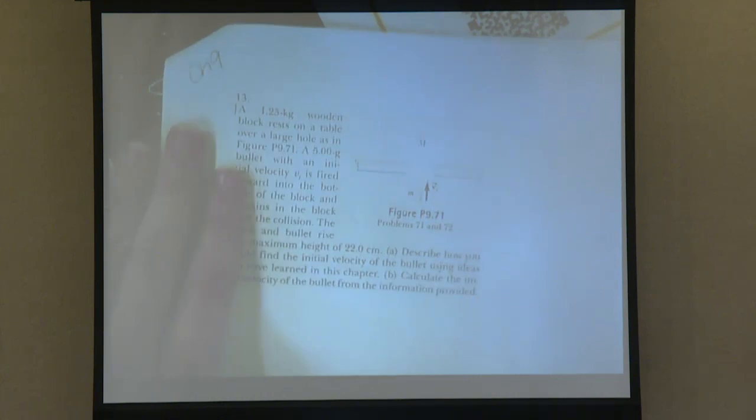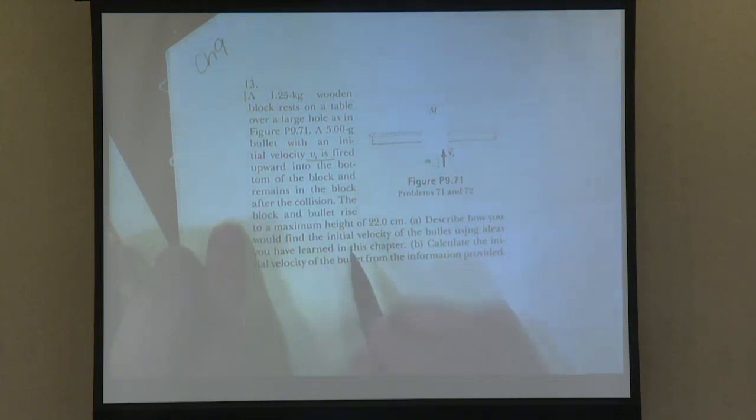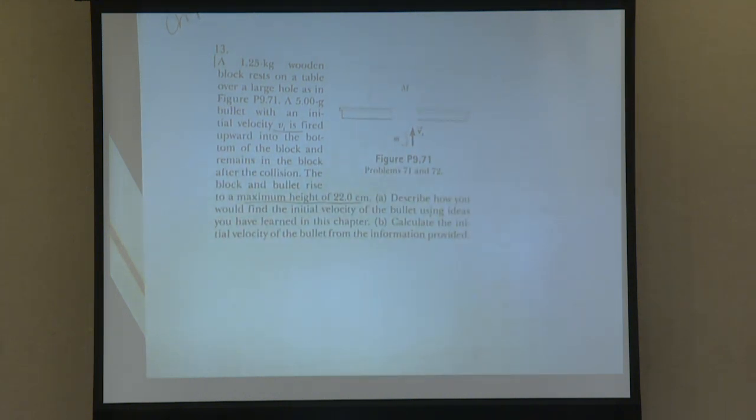So, moving on to chapter 9, what we're looking at is a block that we're shooting with a bullet. We have the initial velocity of the bullet, and how far it can rise. I'll read the problem really quick. A 1.25 kilogram wooden block rests on a table over a large hole, as in the figure shown. A 5 kilogram bullet with an initial velocity is fired upward into the bottom of the block and remains in the block after the collision. The block and bullet rise to a maximum height of 22 centimeters.